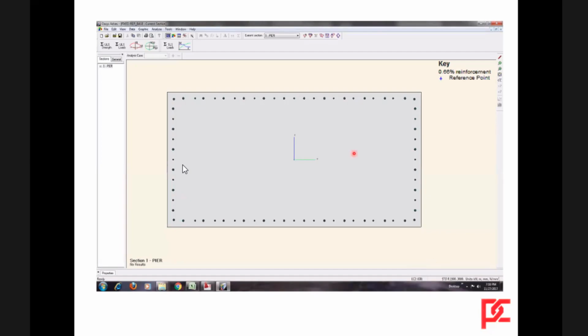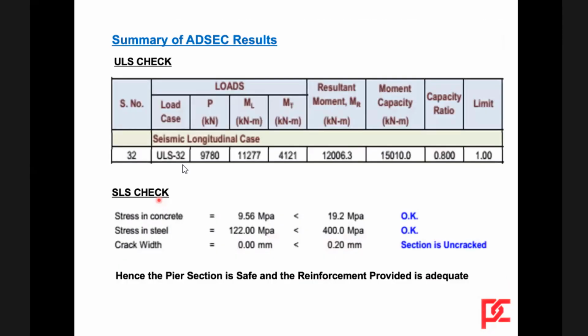This is how the reinforcement is arranged, and then using the AdSec, we get the following results. In one of the cases, the governing case is serial number 32, where there is a PMLMU, whereas MR is 12,006, whereas the moment capacity we got for the reinforcement that we have used came as 15,000. Capacity ratio is 0.8, less than 1. Hence it is okay in ULS.